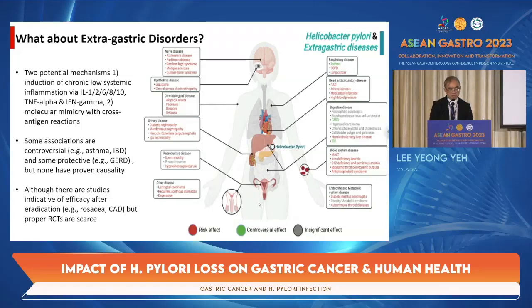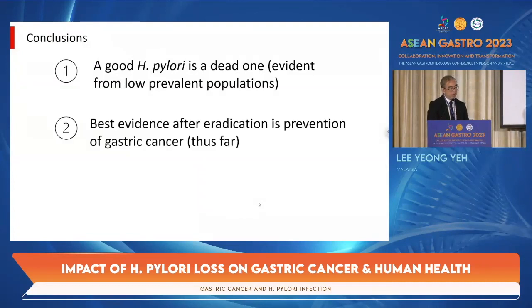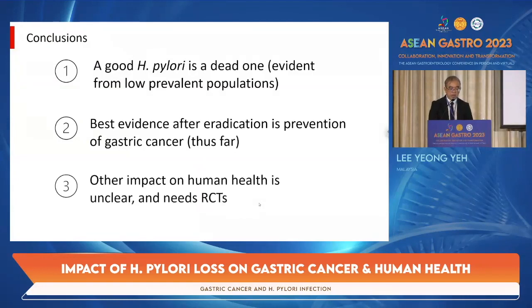are very scarce. So my conclusion is that a good Helicobacter pylori is a dead one. It's very evident from the low prevalence population. The best evidence for eradication so far is prevention of gastric cancer. And other impact on human health is still unclear. And again, we do need studies. And I do hope that all my younger colleagues here would take up on this, come on board, and provide us more clear evidence and association. With that, thank you very much.